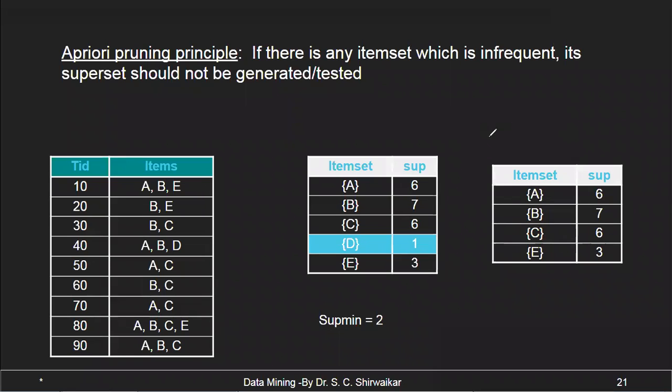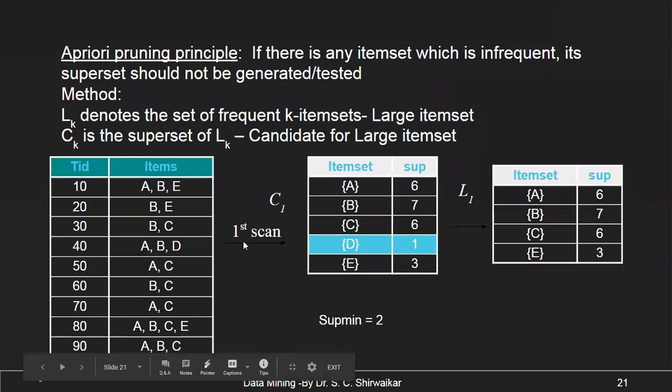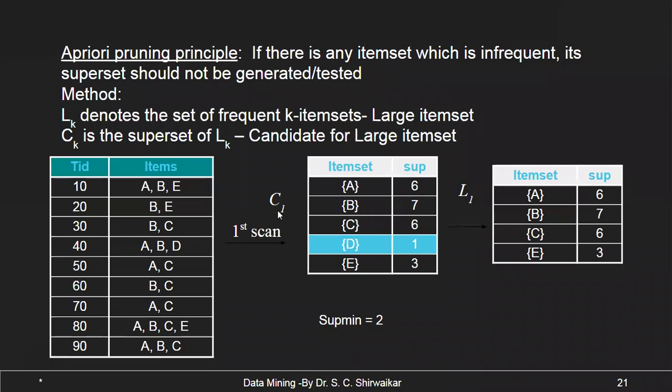So first scan: we are scanning the whole transaction data set, and after scanning, we are generating Ck. Ck is the superset of Lk, the candidate for large item sets. We generated the candidate set. After generating, after the pruning method, we generate the frequent item set, or we can say L1. Lk denotes the set of frequent k item sets, that is, the large item set.